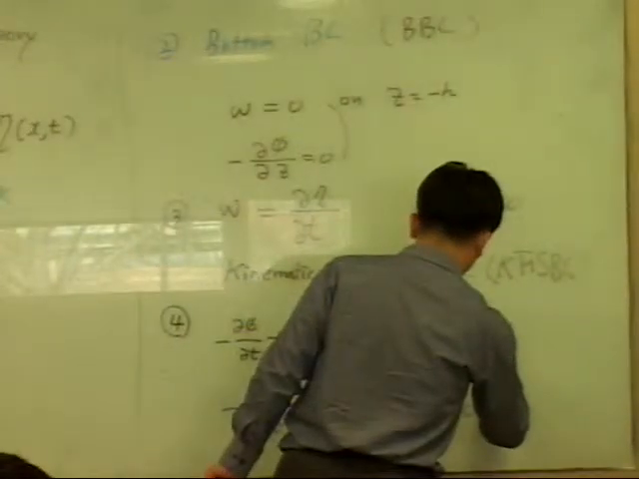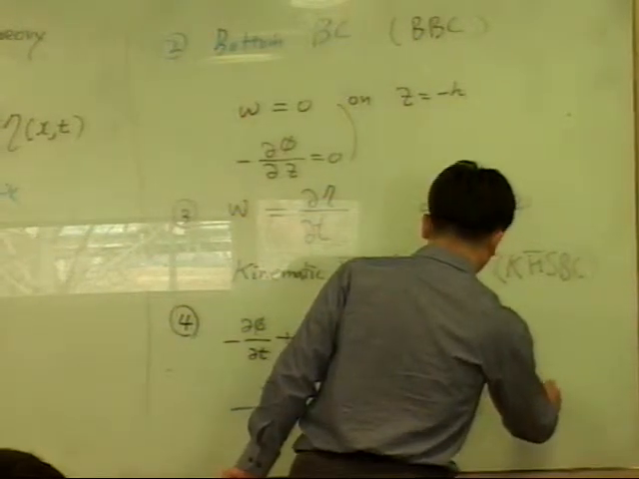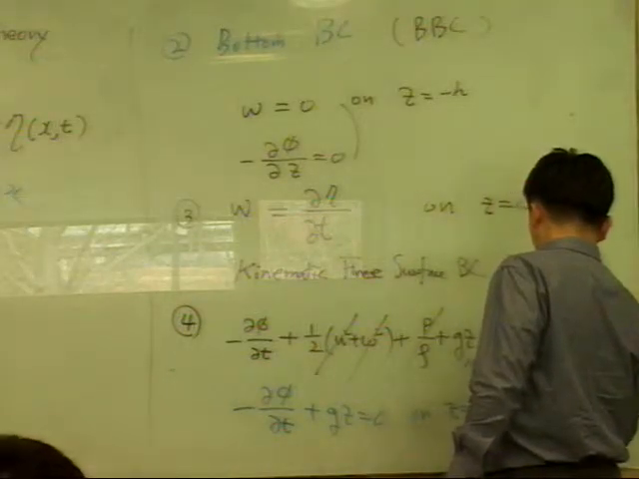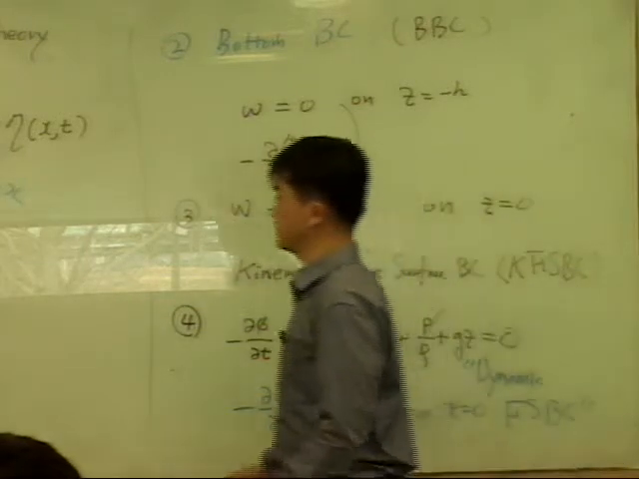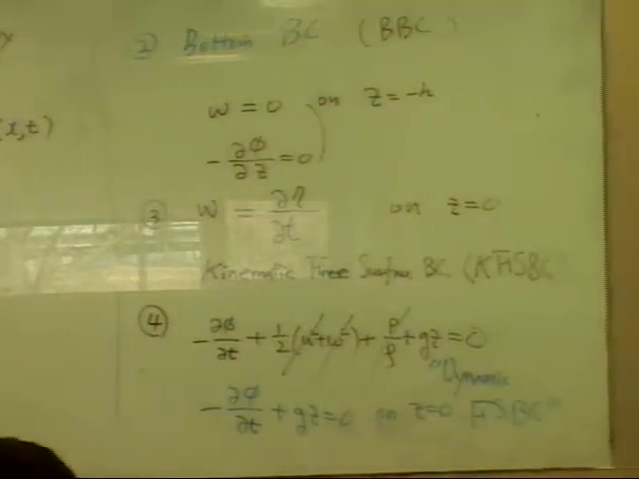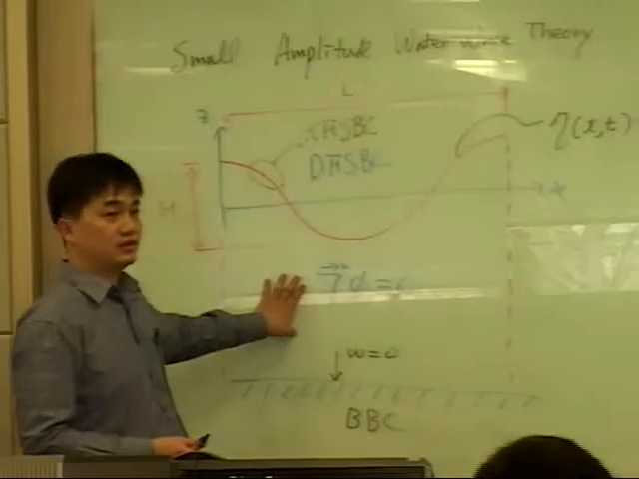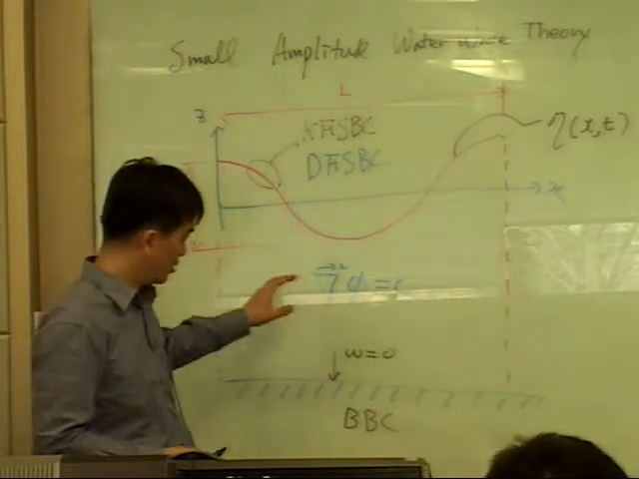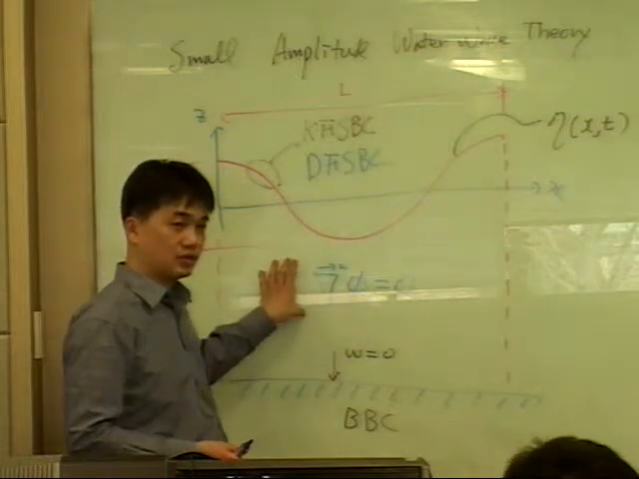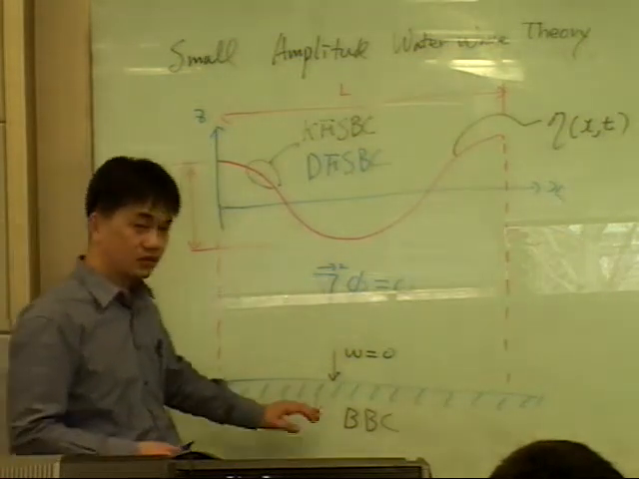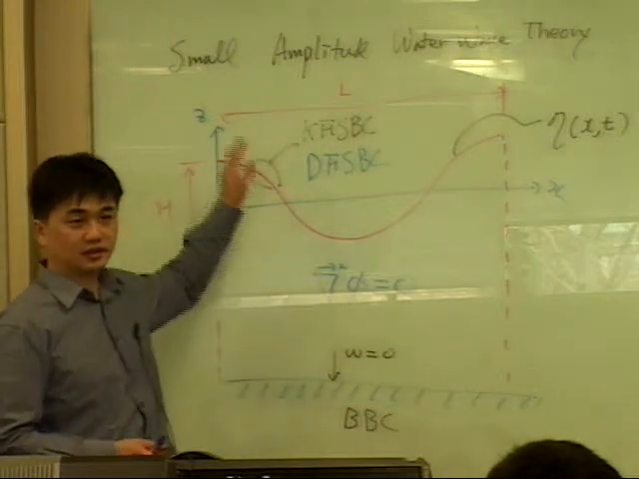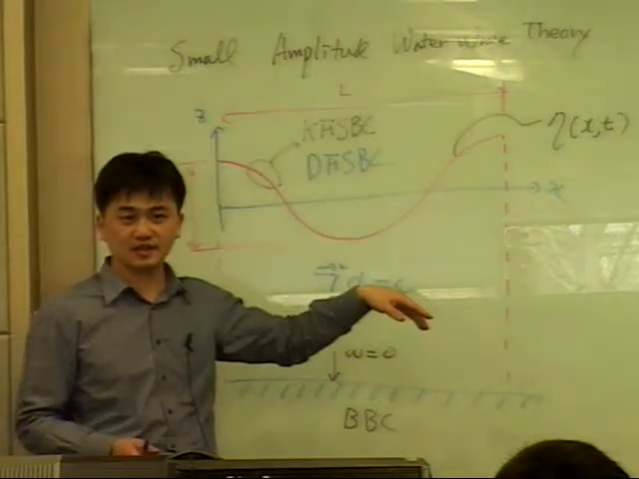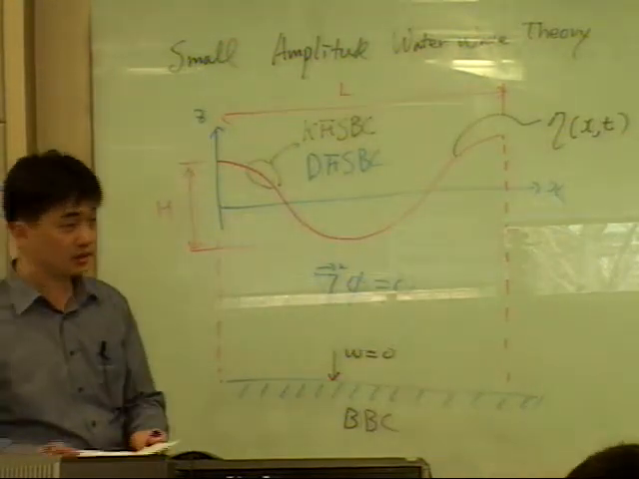Dynamic free surface boundary condition. Okay? So we have a Laplace equation in the main body of the fluid. We have a boundary condition at the bottom, one boundary condition. At the top, we have two boundary conditions. How about the left hand side and right hand side? There are going to be boundary conditions too, right?